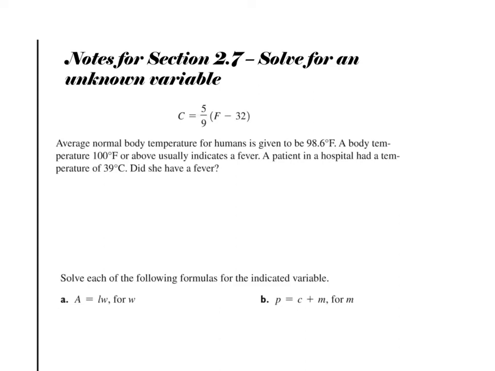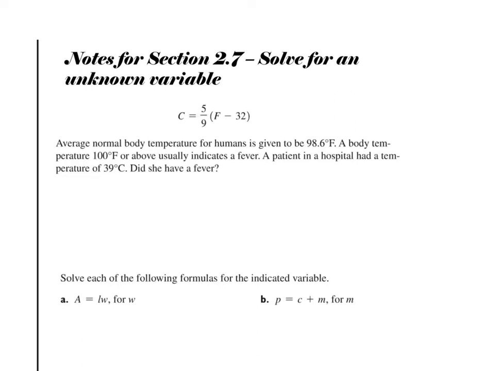This should be the last section in the packet that you have for this last printout. Section 2.7, solving for an unknown variable. This is really an interesting section, and a lot of people either struggle really badly with it or they don't. It definitely can be tricky, so it's probably better that you have this on recording. You can go back and watch it again if you want to.